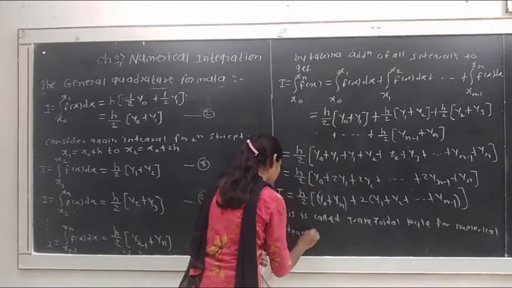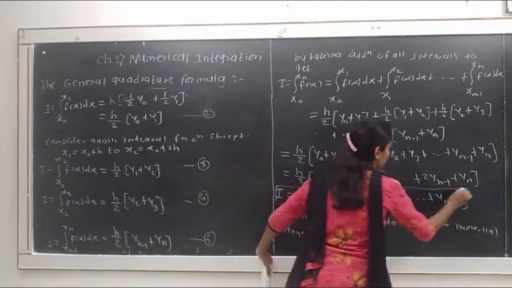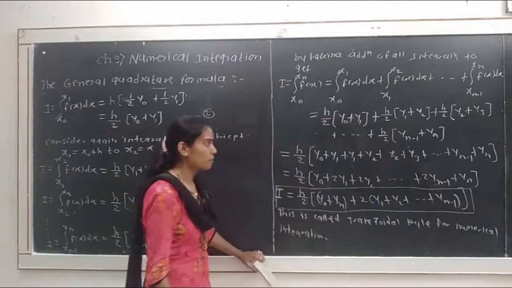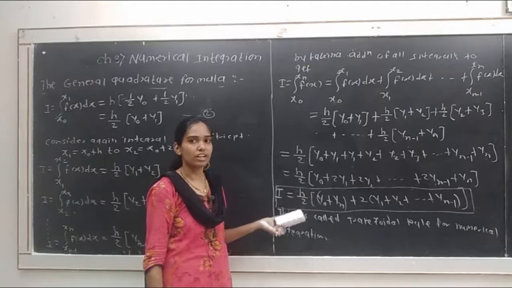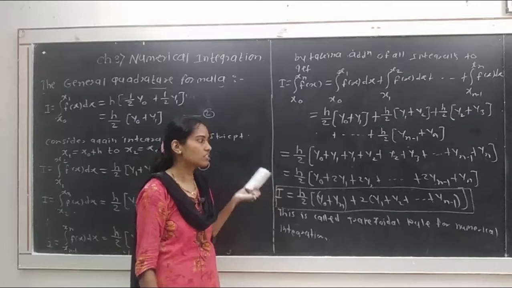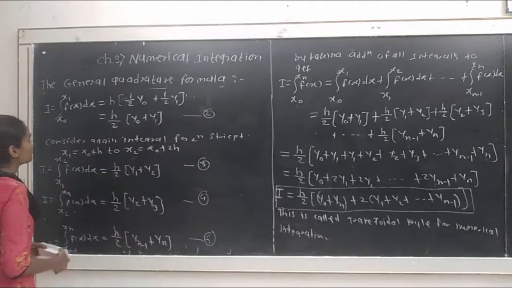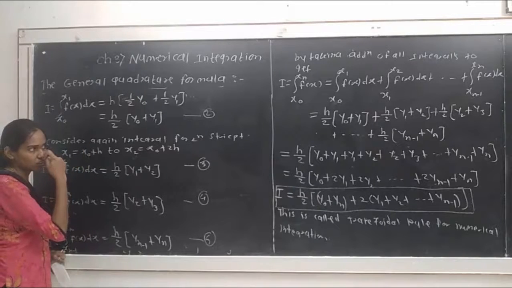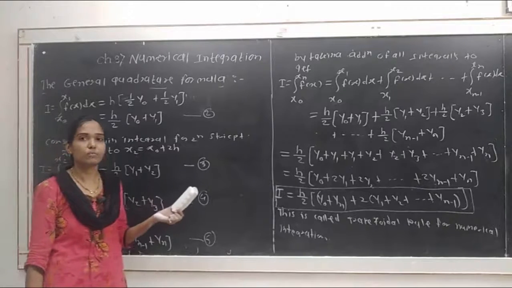So in this way we obtain the trapezoidal rule, that is the first numerical integration formula, by using the general quadrature formula. By putting in the general quadrature formula n is equal to 1, that is we consider here a single strip, that is we find the integration of the function on a single strip, and then by adding all these integrals we get the integration from x0 to xn f of x dx.